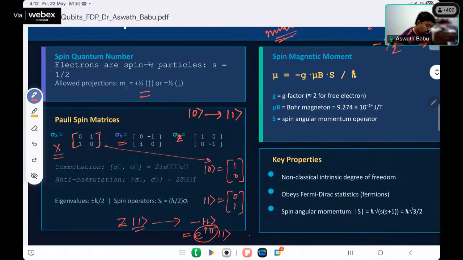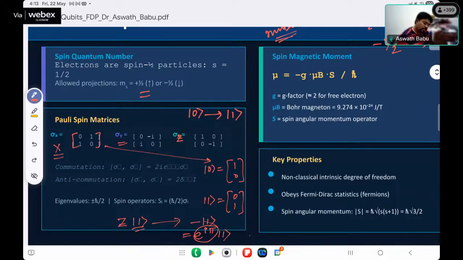Okay. So these are the 3 gates, also called Pauli spin matrix gates, which we can use to manipulate the spin qubits. Okay. And there are very good cyclic relations that exist between all these 3 things.